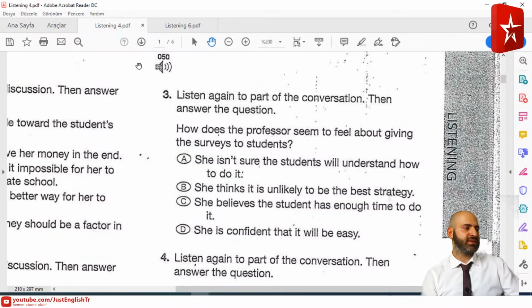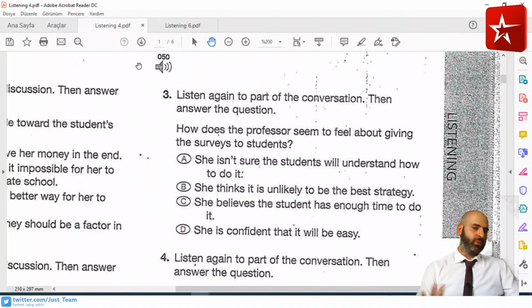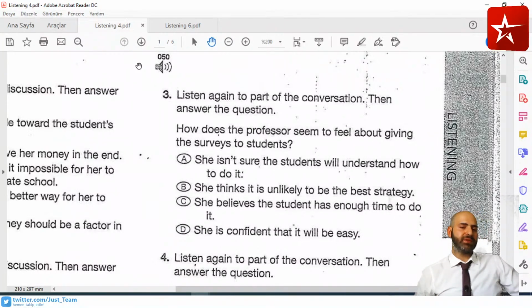Ece, Ayna, Sana, what do you think? What is the correct answer for this question? Alican has provided answer A. Ayna says B. Ece says B. Soydan, B. So we have possible answer A and possible answer B provided by students.